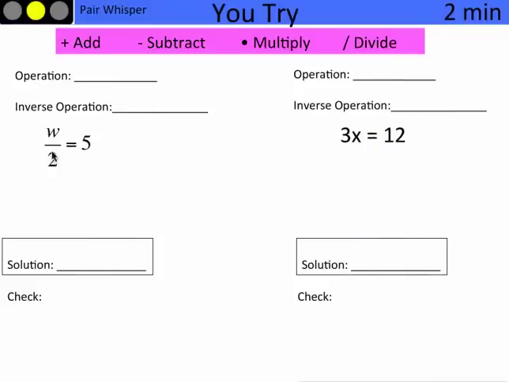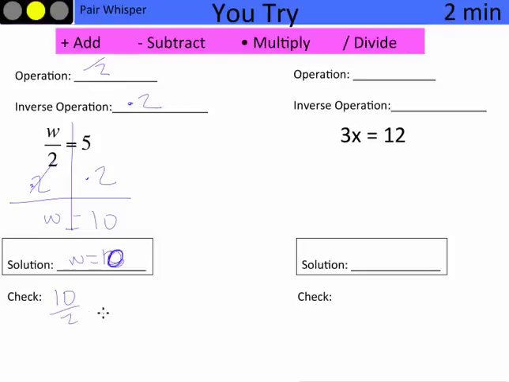Alright, so our operations here, our w is being divided by 2. So we should multiply by 2. If we multiply by 2 and multiply by 2 on both sides of the equation, we get w equals 5 times 2 is 10. If w is equal to 10, let's check our work. w divided by 2 will be 10 divided by 2, which is 5, which is what we wanted.